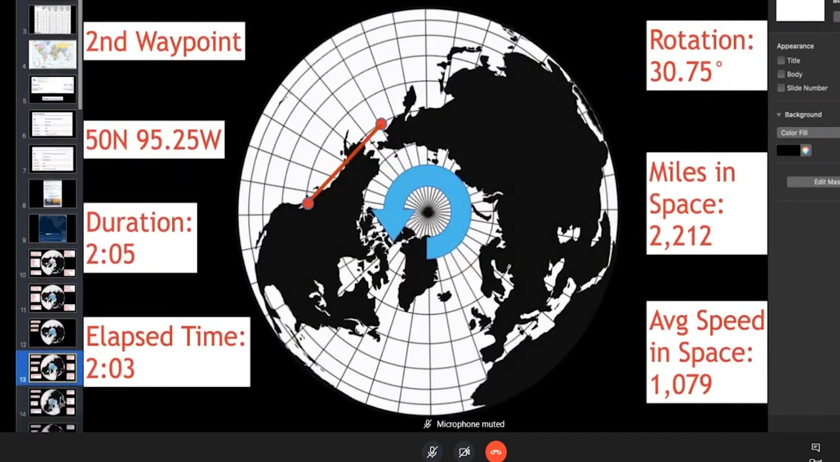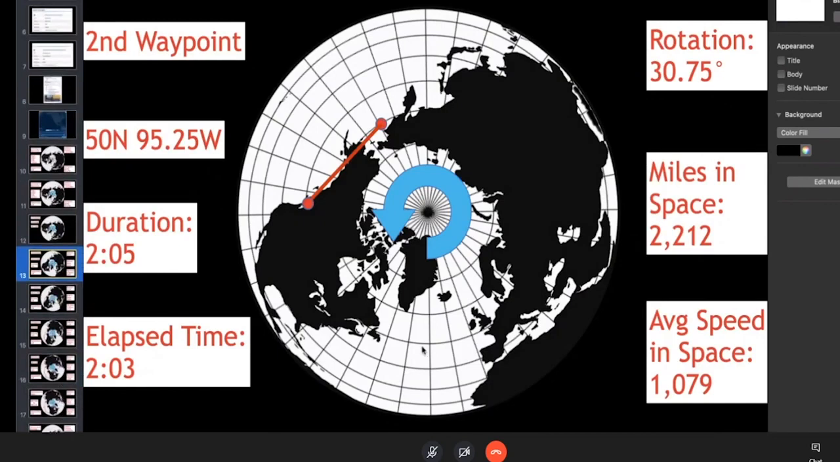Okay. All right, let me go down here. This is the one we left off of, this waypoint 2. So that probably makes a little more sense, the 1,000 miles an hour. So it's 513 plus the speed of the engine.